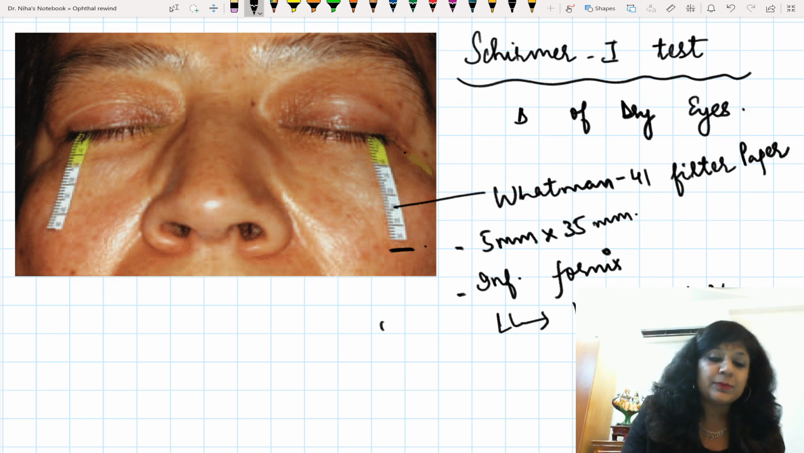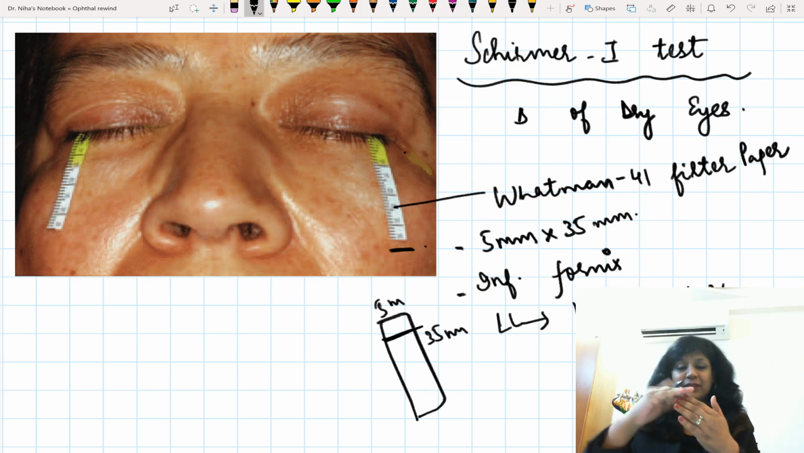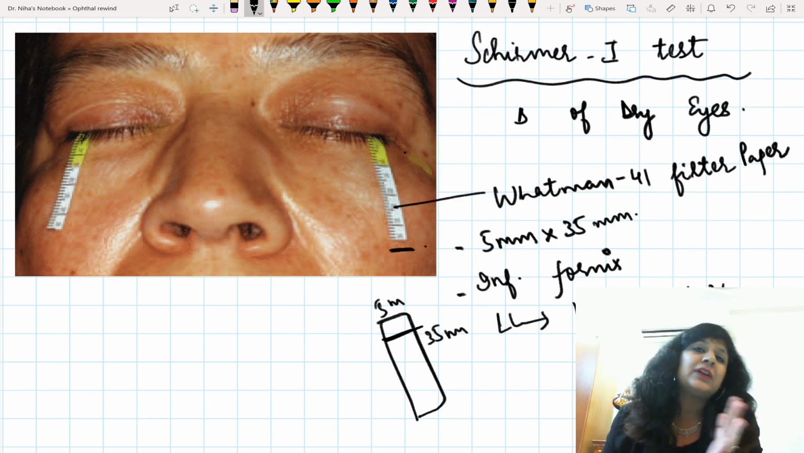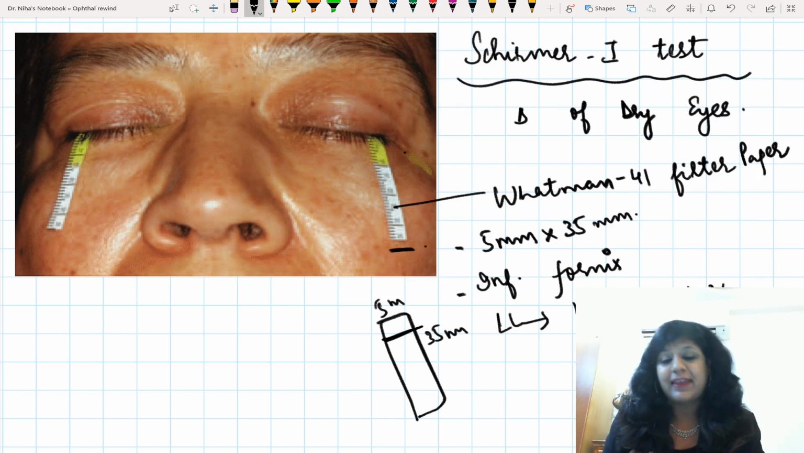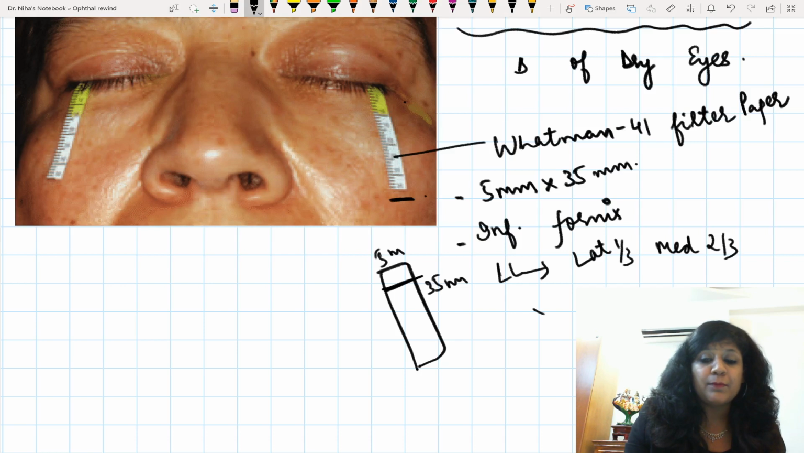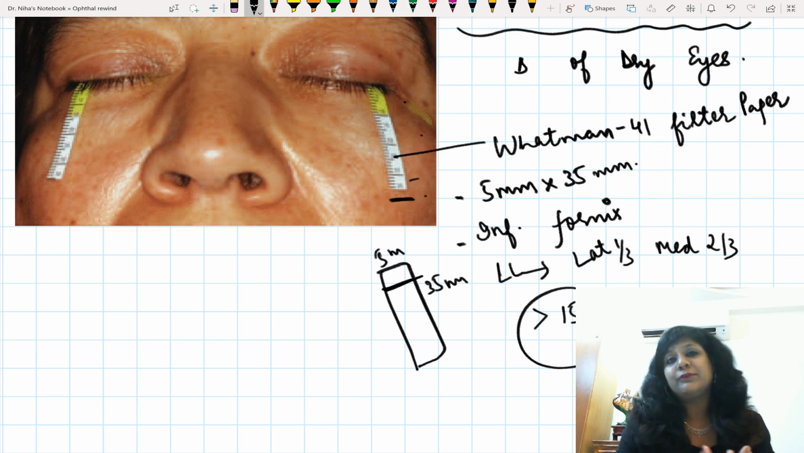What you can do, suppose it is like this. We have got 5 mm here and we have got 35 mm here. Okay, so about 5 mm I can fold and I can put it here, and then you have to wait for 10 minutes and then you have to see how much wetting is there. Ideally the wetting should be more than 15. If you can see here, we have the calibrations and it should be more than 15.